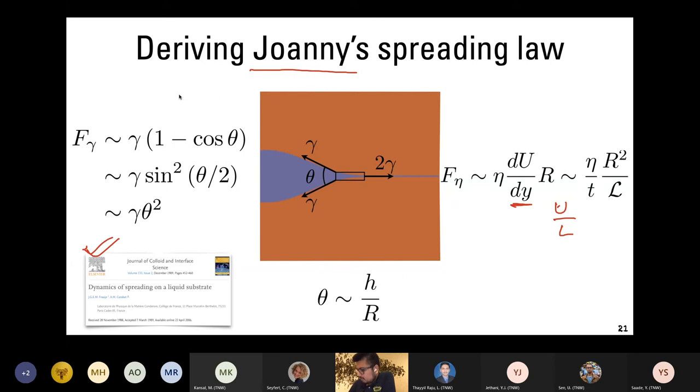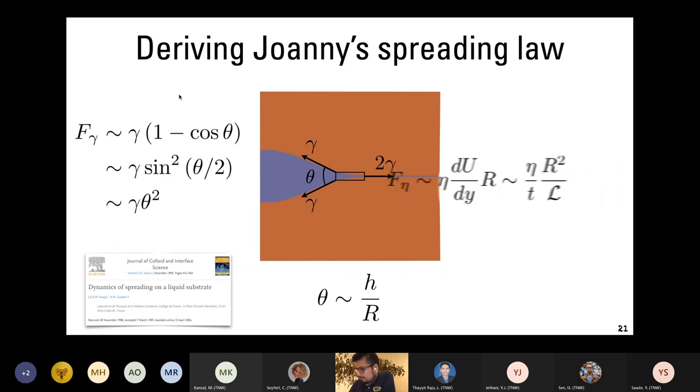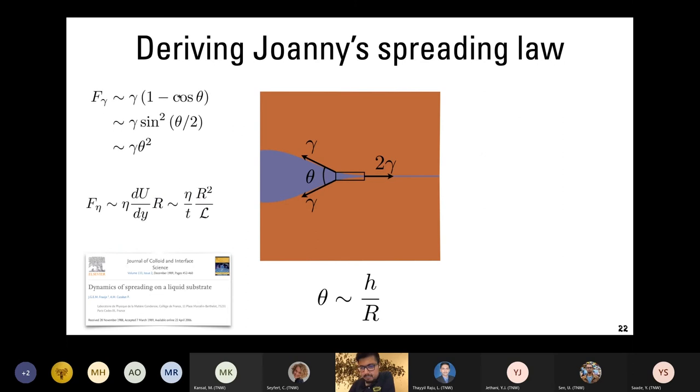And once we do that, taking the assumption that theta goes as h over r, we can bring this up over here. If it's 2D, then r goes as t to the power 1/16. And if it's 3D, then it goes as t to the power 1/8.